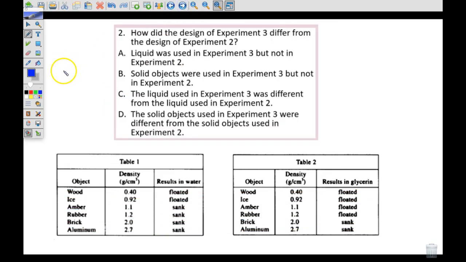Question number 2 asks, how did the design of experiment 3 differ from the design of experiment 2? So experiment 2 goes with table 1, and experiment 3 goes with table 2. So I see that the objects are the same, so D is not an option. They're all solid objects, so B is not an option. Water and glycerin are both liquids, so A is not an option, but water and glycerin are two different substances, so C is the correct answer to number 2.